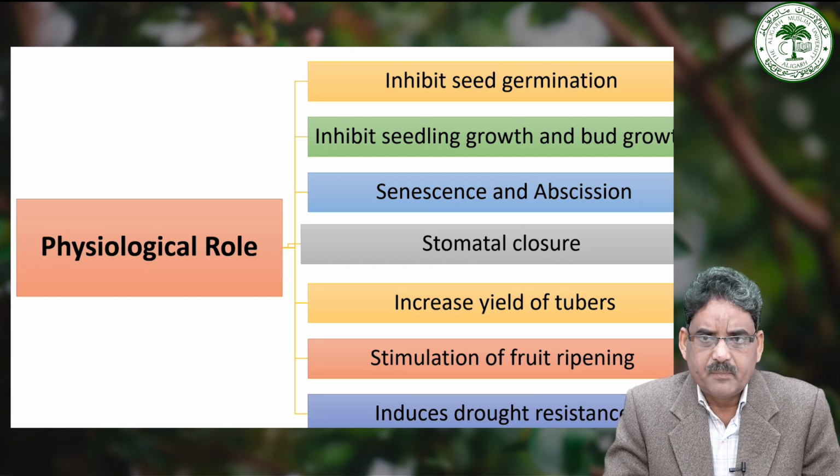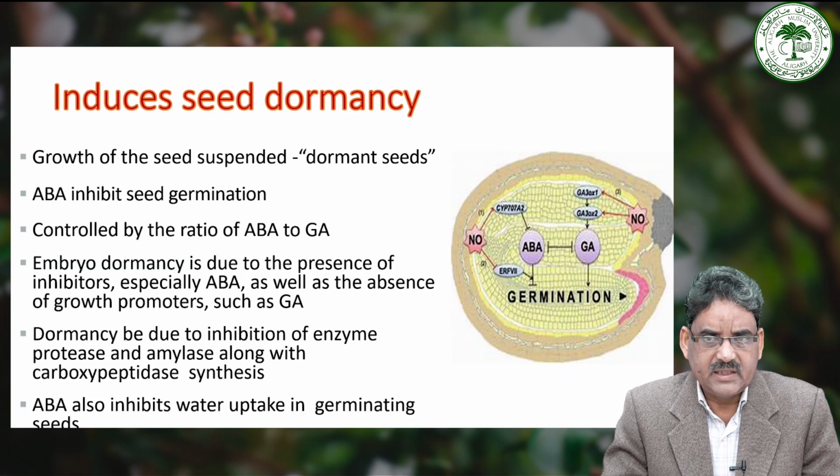In seed development, we encounter the phenomenon of dormant seeds, where growth is temporarily halted. ABA takes center stage in inhibiting the germination of these seeds, acting as a regulatory force influenced by the balance between ABA and GA. The dormancy of the embryo is attributed to the presence of inhibitors, with ABA playing a prominent role while growth promoters like GA are notably absent. This interplay between inhibitory and promoting elements contributes to the state of dormancy.